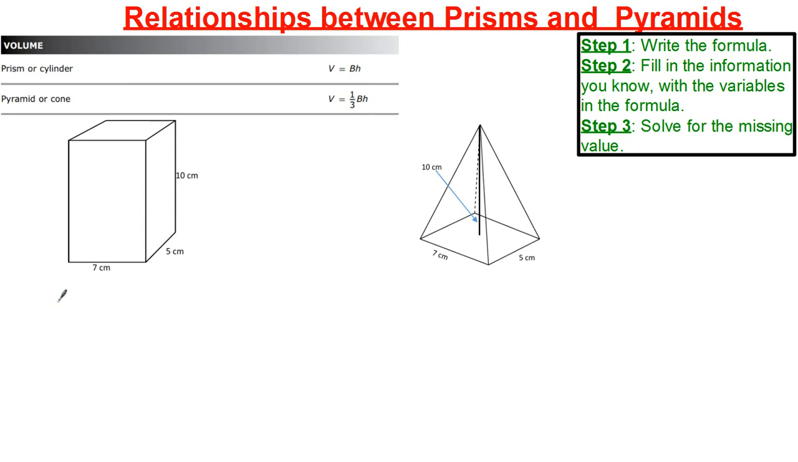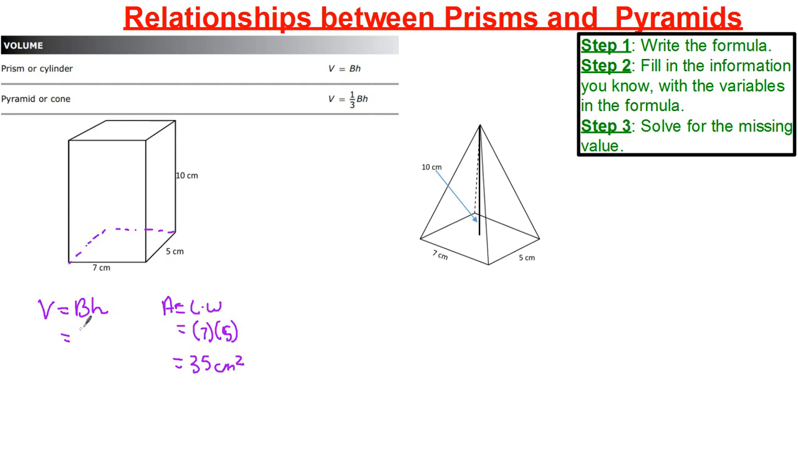So for this prism here, we have volume equal to base times height, where the base is actually the area of the bottom base of the figure, which is going to be length times width, or in other words, base times height again, but little b times height. So our length is 7 and our width is 5, so we get 35 centimeters squared for this base area.